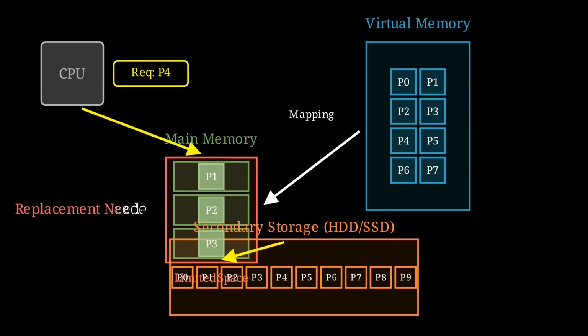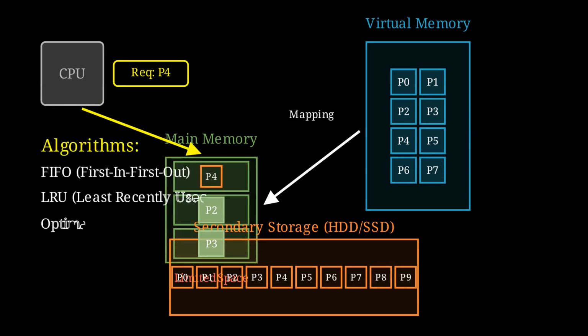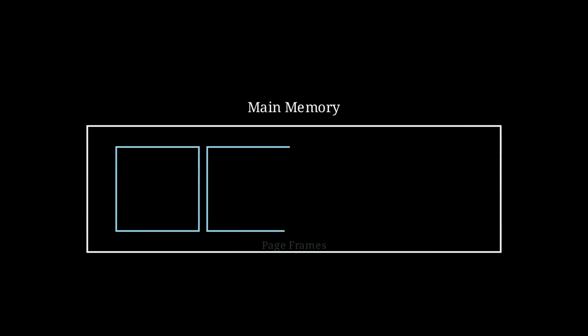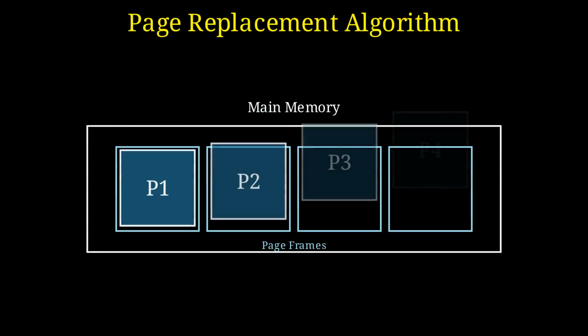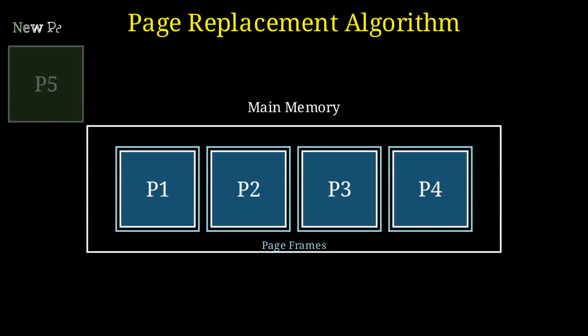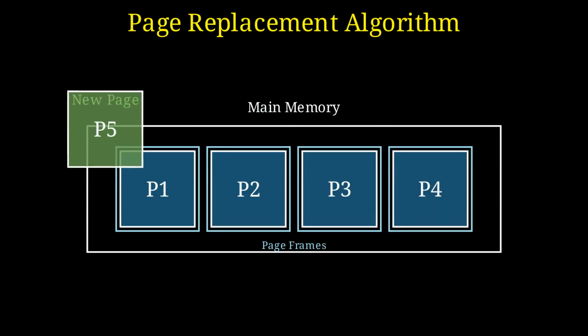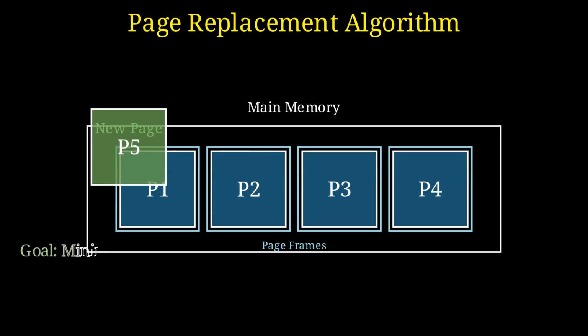To make room for this new page, an existing page in main memory might need to be removed. This is where page replacement algorithms become crucial. A page replacement algorithm is a strategy used by the operating system to decide which page in main memory should be replaced when a new page needs to be loaded. The goal is to minimize page faults, thereby improving system performance.